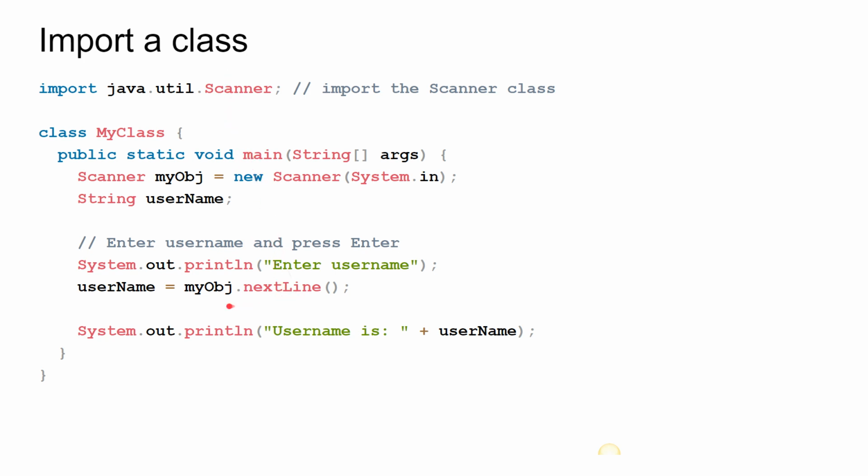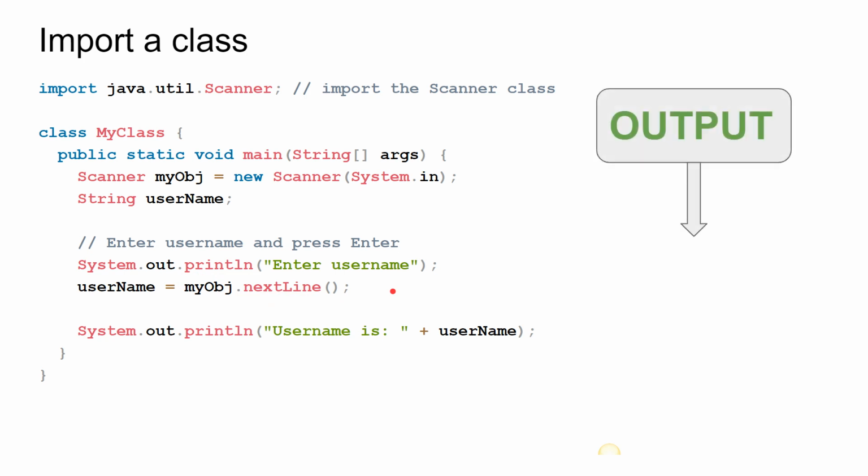So to access this non-static method, nextLine of the Scanner class, you have to create the object of the Scanner class and make sure to use System.in, because here we are accepting input from the keyboard. Since we are accepting input from the keyboard, you must use System.in. If you don't use this, you cannot accept inputs from the keyboard. Then here, username, myObj dot nextLine method, make use of the dot operator.